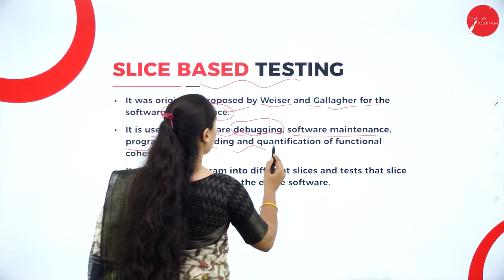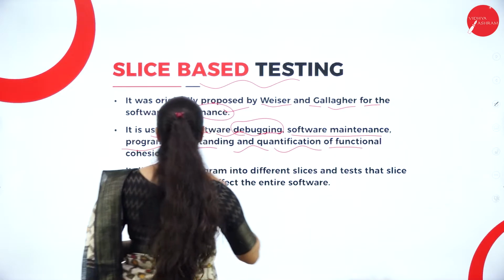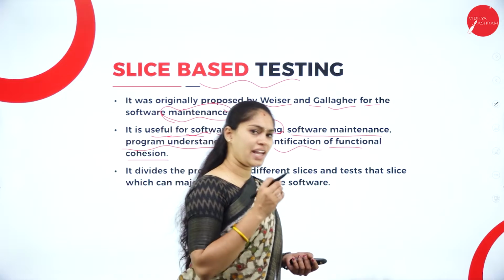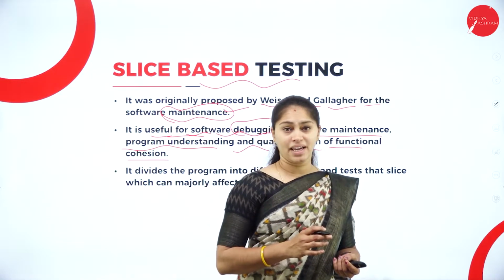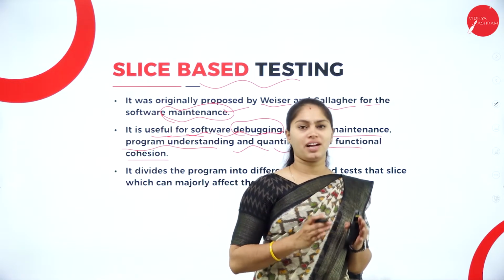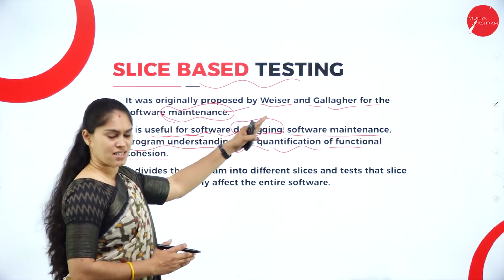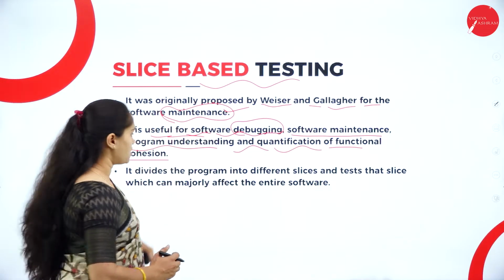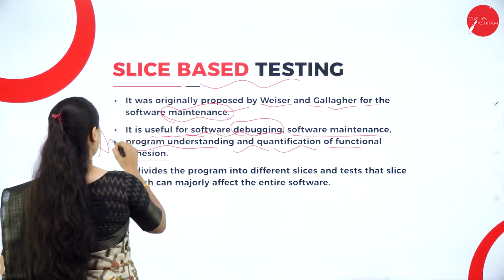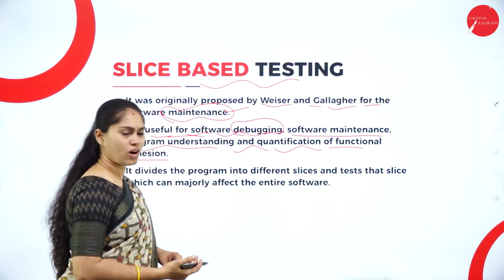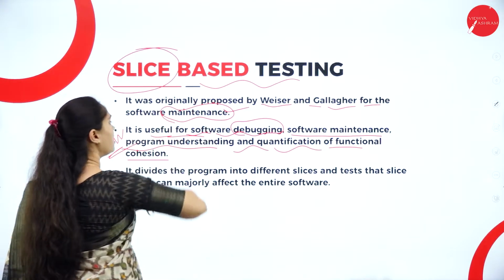Program understanding and quantification of functional cohesion: what is the potentiality of each functionality of an application, all of that is generated and tested with the help of this slice based testing. So these are the advantages of slice based testing. Then how does it work? Here we have the answer for that.